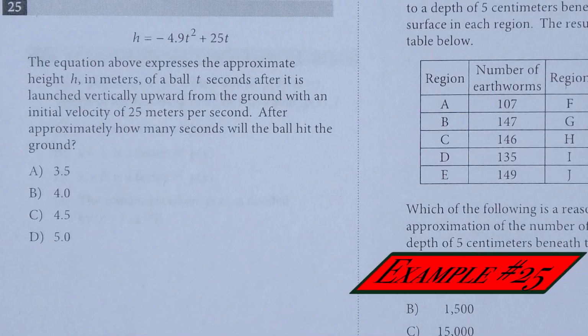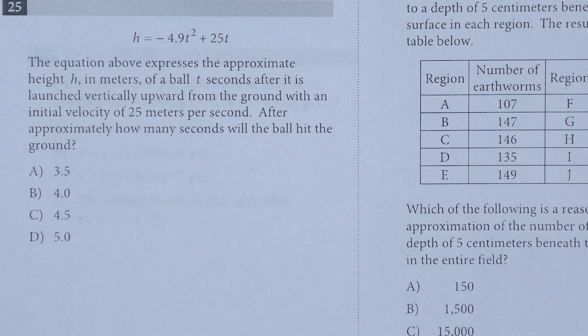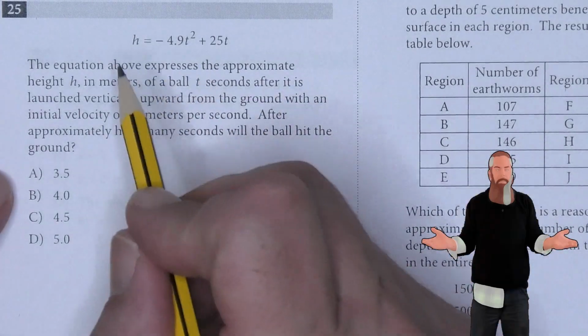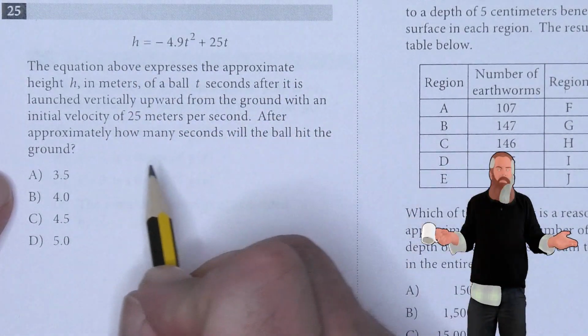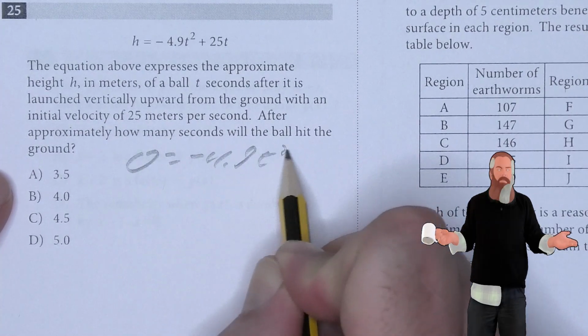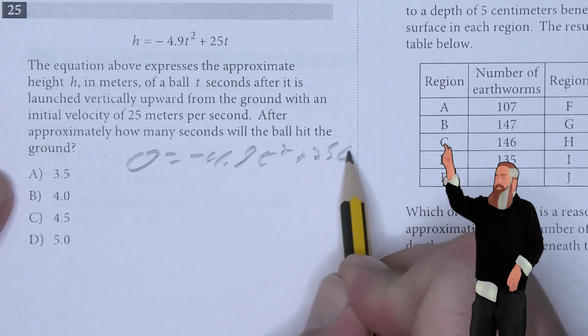The equation above expresses the approximate height h in meters of a ball t seconds after it is launched vertically upward from the ground with an initial velocity of 25 meters per second. After approximately how many seconds will the ball hit the ground? Really, all we're trying to do is find out what happens when h is 0. So 0 is equal to negative 4.9 t squared plus 25t.